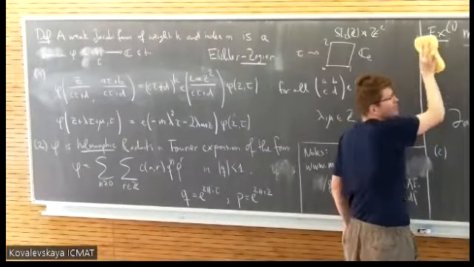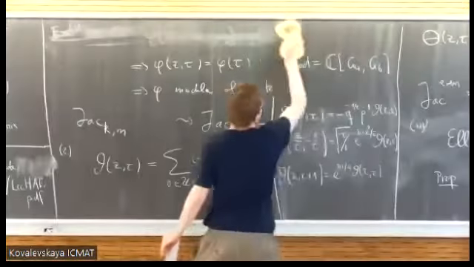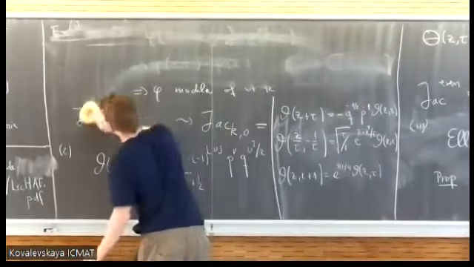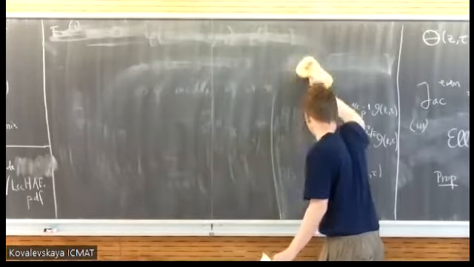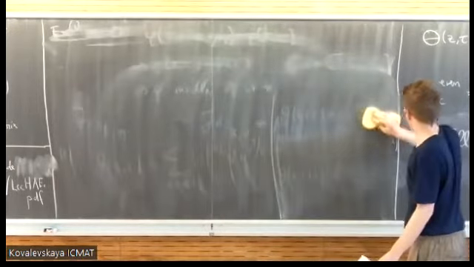I erased the middle board now. I want to come to quasi-Jacobi forms, which was my original starting point for the lecture.